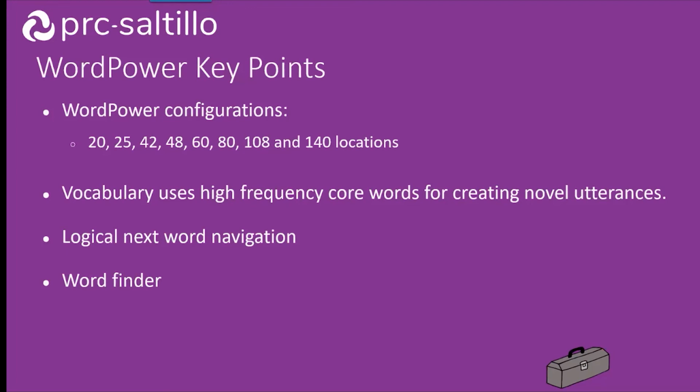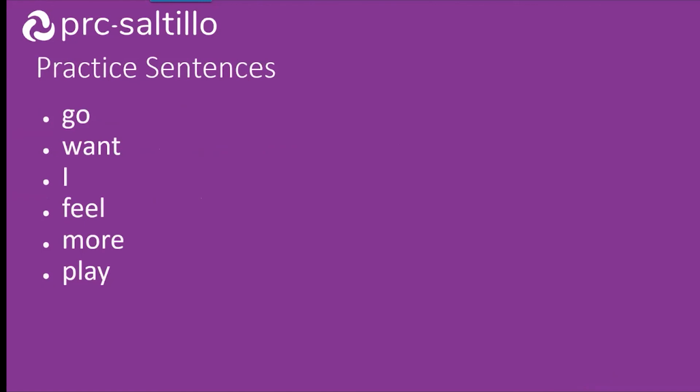You do also have Word Finder available in Word Power on the Nova chats, and that will help you to find words and find where they're located and find what those motor pathways, those word pathways are in order to get to that word.